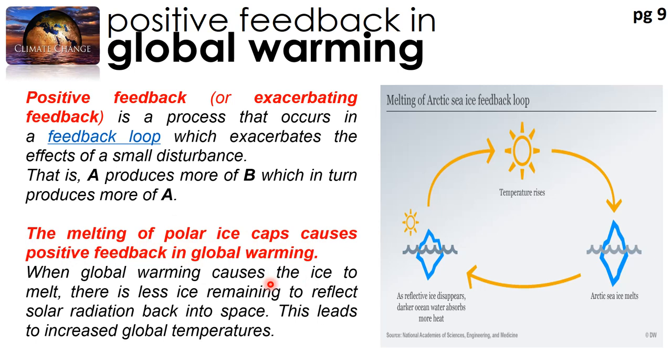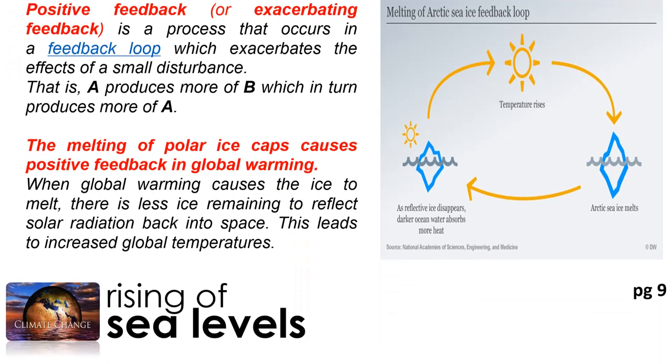So the melting of polar ice caps will cause a positive feedback in global warming. What do I mean? You see, global warming will cause our ice to melt. And when there is less ice remaining on the surface of our planet, there's less reflective surface to reflect the solar radiation back into space. So this will lead to increased global temperatures, meaning an increase in global warming. Thereby, the melting of polar ice caps causes the positive feedback in global warming.